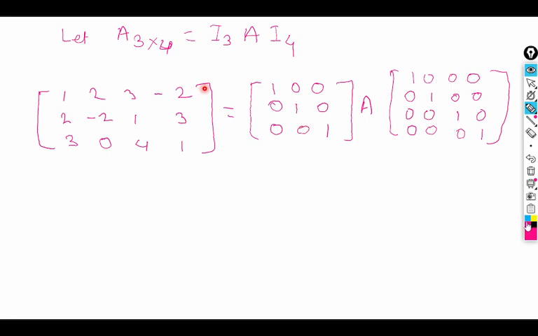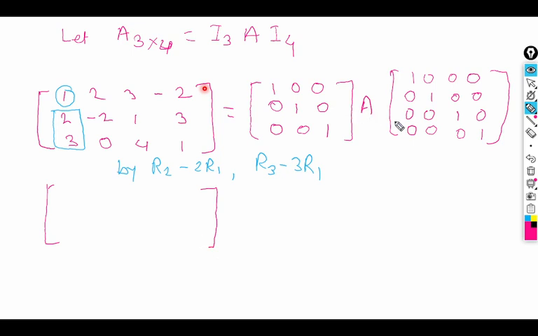Nothing new now, just focus on a11 and make zeros below it using row transformations. The transformations will be R2 minus 2R1, R3 minus 3R1. As these are row transformations, they will make a change in the first matrix on the RHS side only. We'll come to that also. 1, 2, 3, -2. These two zeros are there. R2 minus 2R1 gives -2, -4, -6.